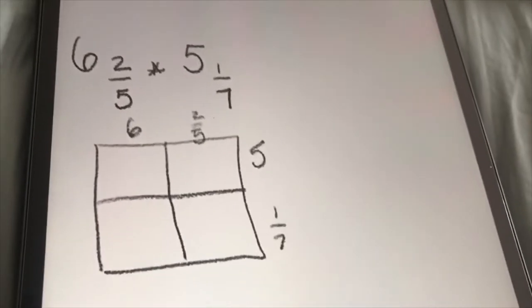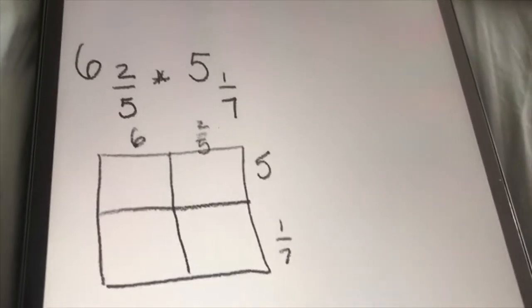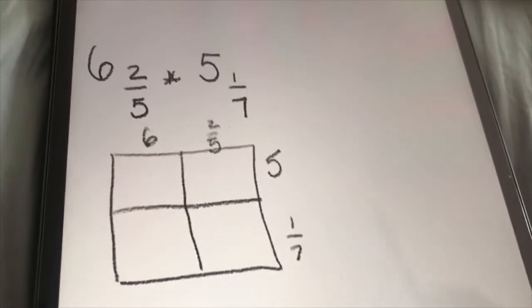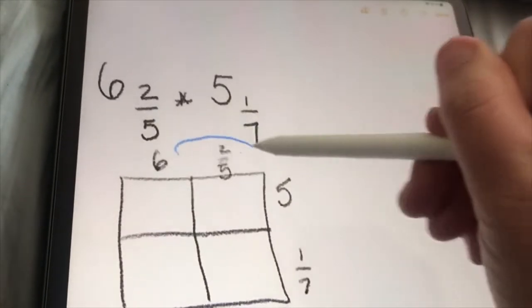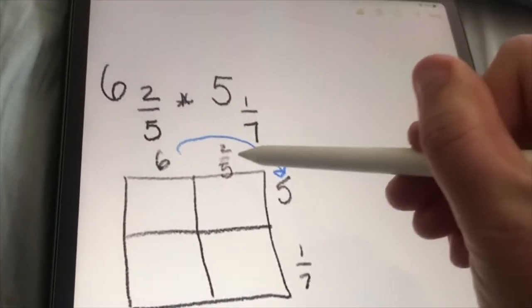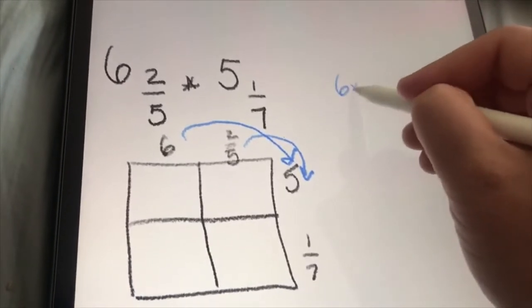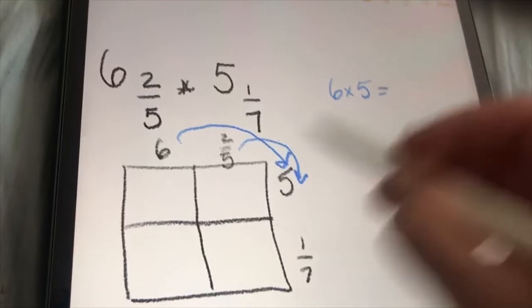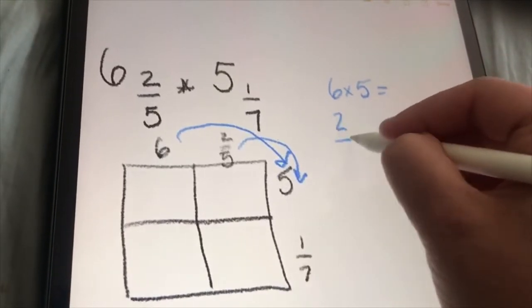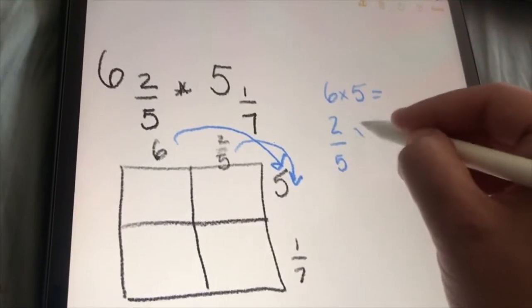Just to kind of help you guys out with seeing how we organize this, I'm going to use blue to show that first we're going to take those top numbers and multiply both of those times 5. So I'm first going to do 6 times 5. Okay, and then I'm going to do 2/5 times 5.